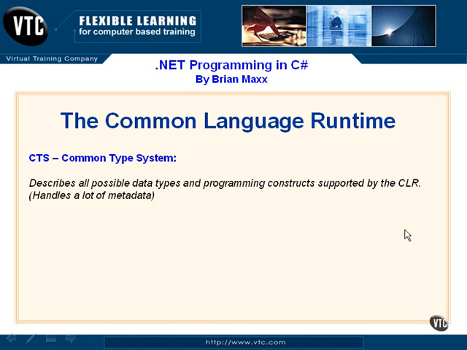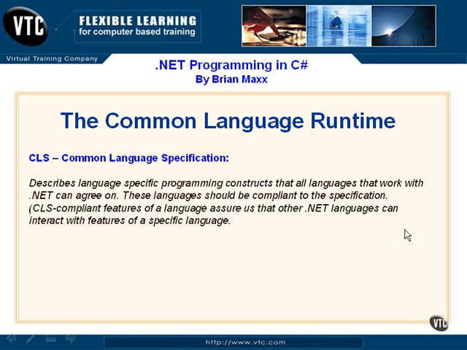So the CTS, Common Type System. This is how we describe all the possible data types and programming constructs that are supported within this CLR. This is going to handle quite a lot of metadata. The .NET framework is heavily involved with metadata, and that's just ways that we can describe our programs, describe our types, describe everything within the .NET universe, so that it's not just programmed, but it is logically being understood through metadata.